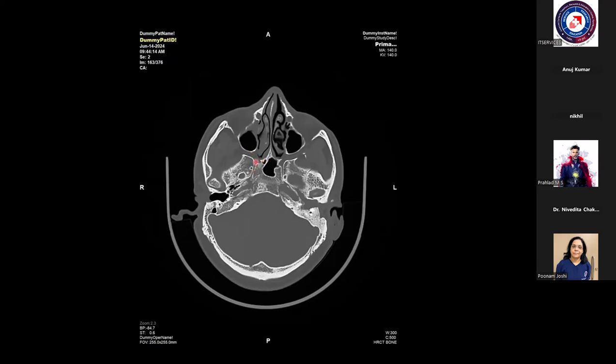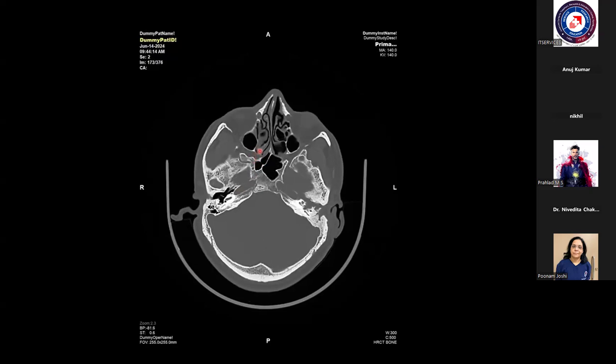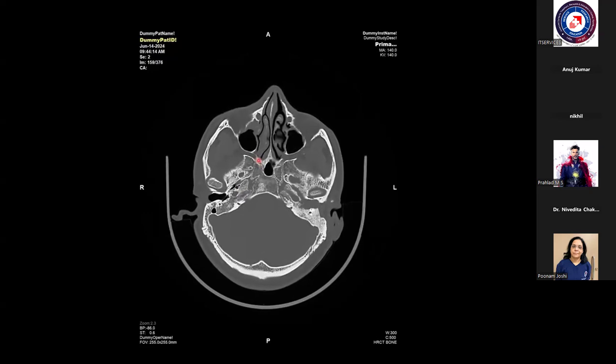So posteriorly, this is the Vidian canal. This is the pterygopalatine fossa. Posteriorly, inferiorly, it opens into the Vidian canal. This is the foramen lacerum. It's not a true foramen. And medially into the nasopharynx, it opens via the palatovaginal canal. Now again, if I go a bit above, it opens into the nasal cavity via the sphenopalatine foramen. So you can see all the three at one place.